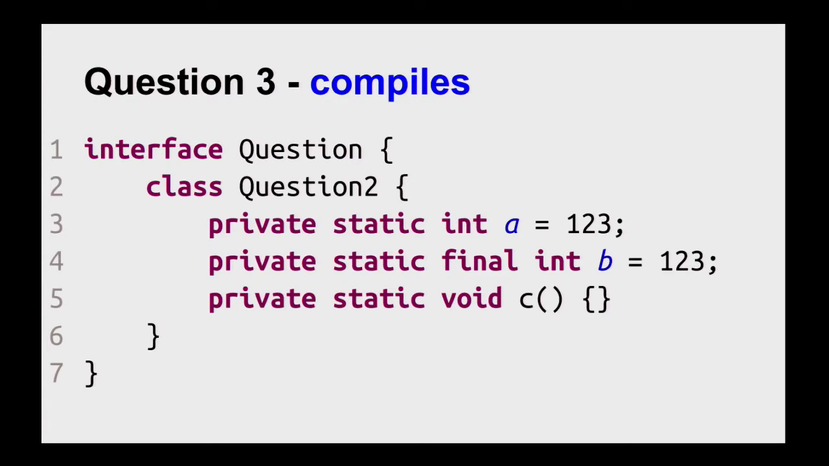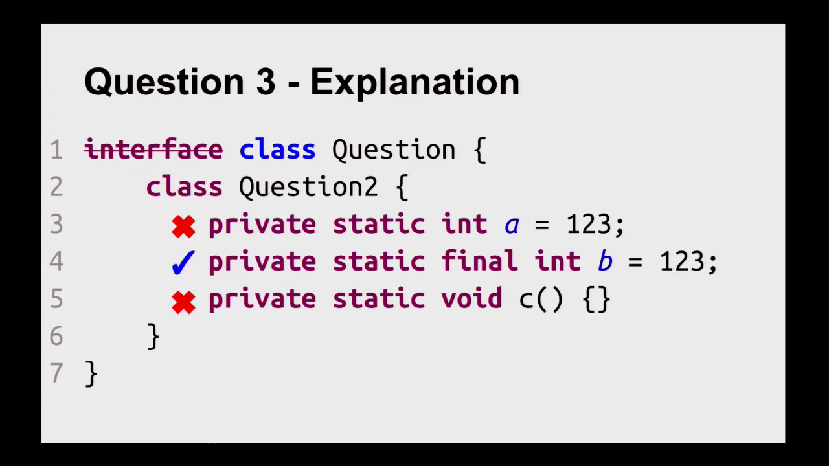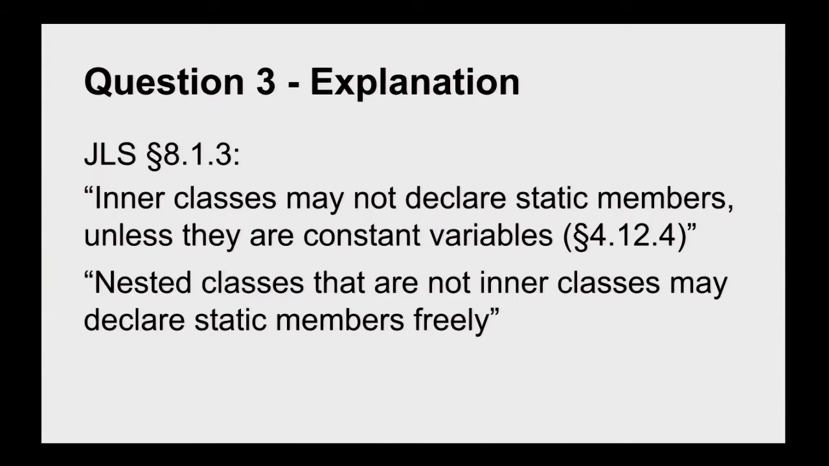Answer is that this does compile. There is some really similar code like this that wouldn't compile. For example, if you had a class instead of an interface, lines 3 and 5 wouldn't compile, but line 4 would compile. I'll explain that soon. If you had made it a static inner class, then all the parts compile. And the reasoning is that there's a rule: inner classes cannot declare static members unless they are constant variables, meaning marked final, and nested classes that are not inner classes, meaning static nested classes, can declare static members freely.